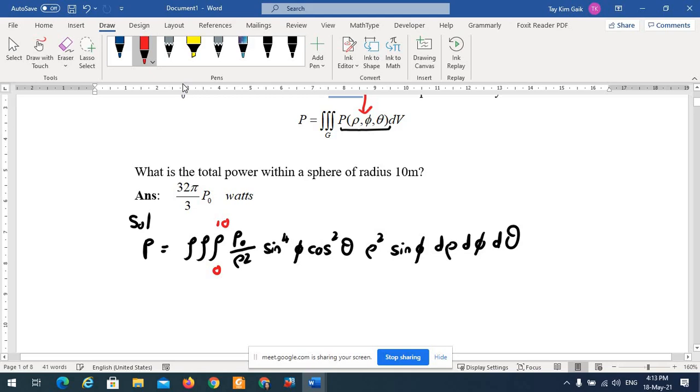Phi is measured from the top surface down to the bottom surface on the sphere. So it's a half cycle, and that's why phi is 0 to pi.